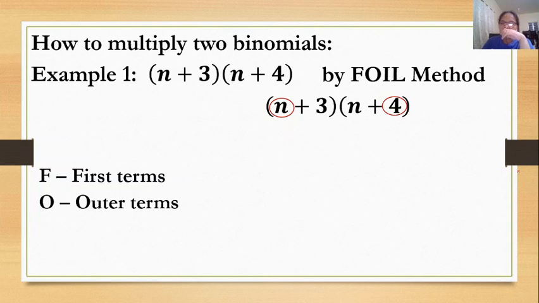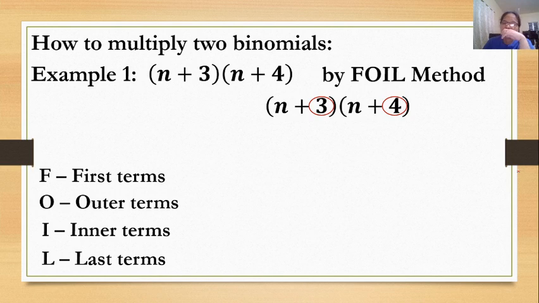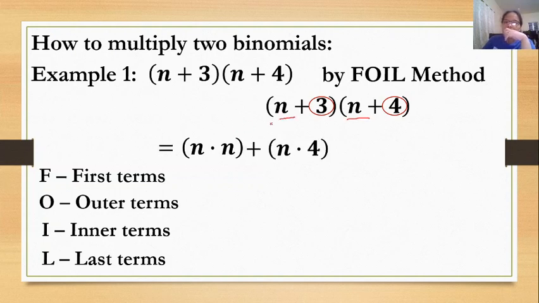The outer terms, for O, are the terms n and 4. I stands for the inner terms, 3 and n. And L stands for the last terms, 3 and 4. So we will follow that sequence. Multiply the first terms first. So that's for F. The first terms are n and n here. So that's n times n, plus the outer terms, n times 4, plus the product of the inner terms, 3 times n, plus the product of the last terms, 3 times 4.